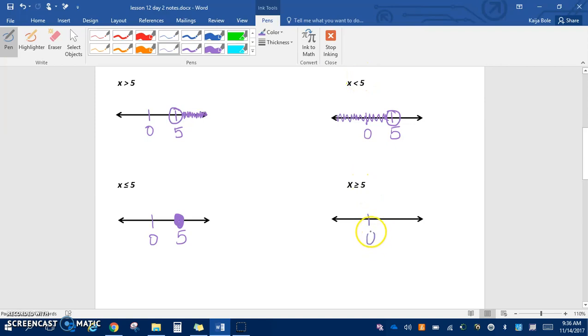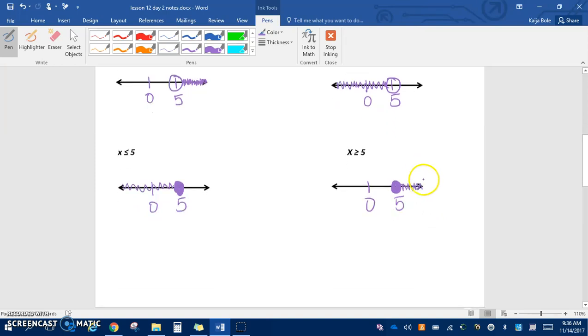And our last example on this page is x is greater than or equal to 5. So I still have my 0, and I still have my 5. Again, a closed circle for that equal to part. And now that's greater than or equal to 5, so I'm going to shade everything off to the right, including that arrow.